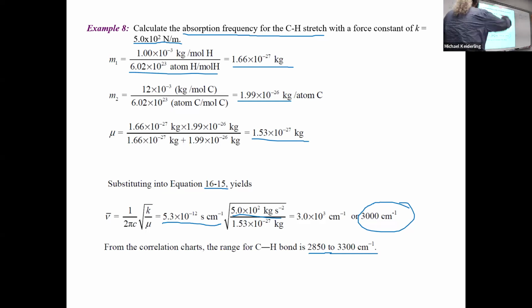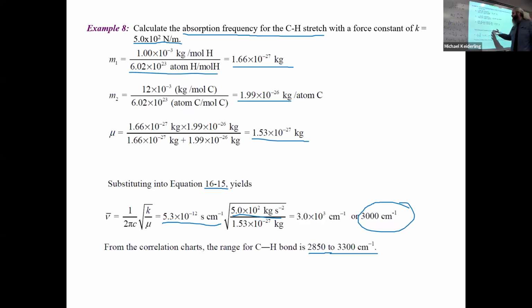There is a little bit of difference, but it's beyond the resolution shown here. And then the reduced mass is going to be multiplied together, divided by their sum. So 1.66 times 10 to the minus 27 times 1.99 times 10 to the minus 26, divided by 1.66 times 10 to the minus 27 plus 1.99 times 10 to the minus 26, which is going to be basically 12 over 13 times 1.66 times 10 to the minus 27, which comes out to 1.53 times 10 to the minus 27.